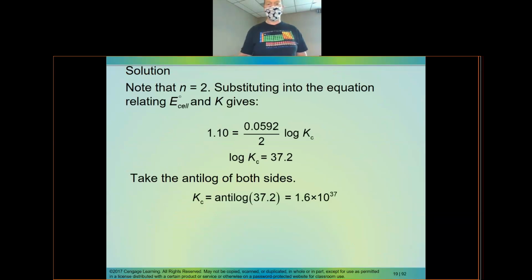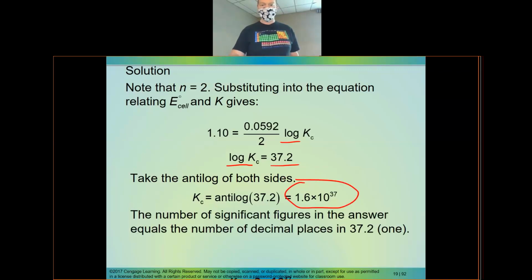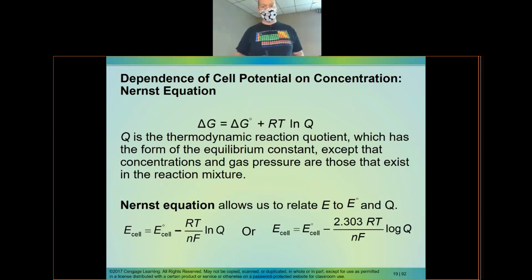All right, so again, they're doing it as the log, so they have log is equal to 37.2. We had ln is equal to a different number, but it doesn't matter. At the end, you get the same answer, 1.6 times 10 to the 37. I will always use the ln. I will not use the log.